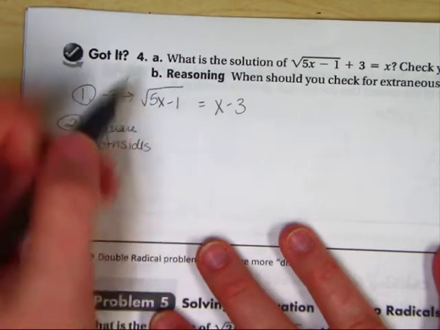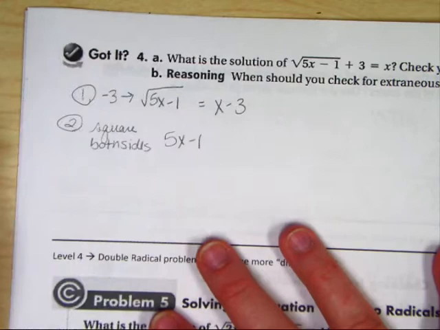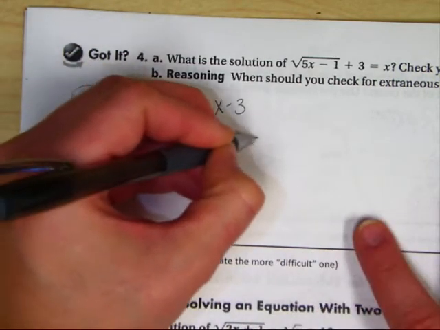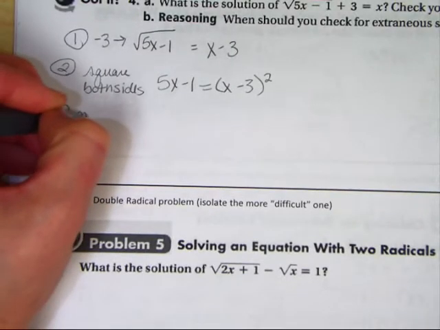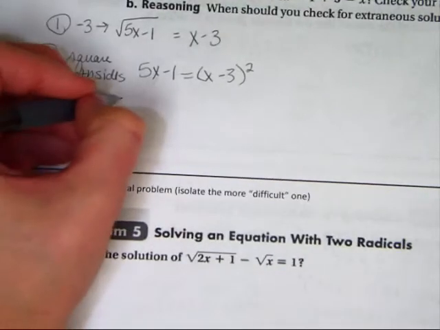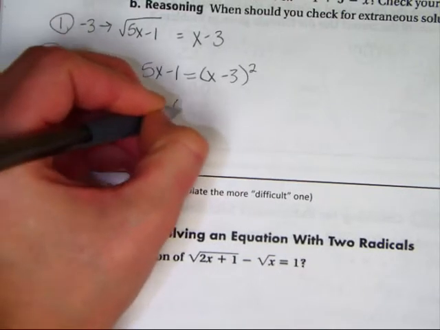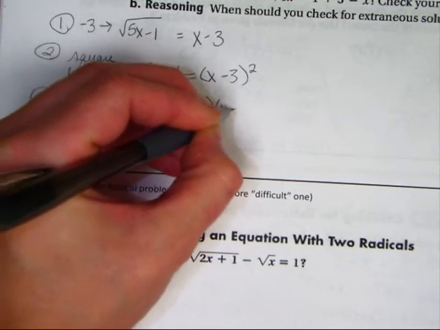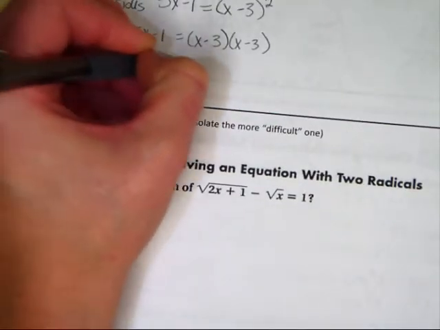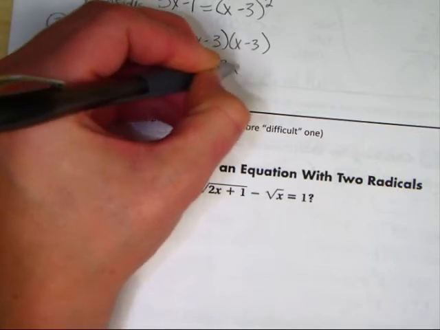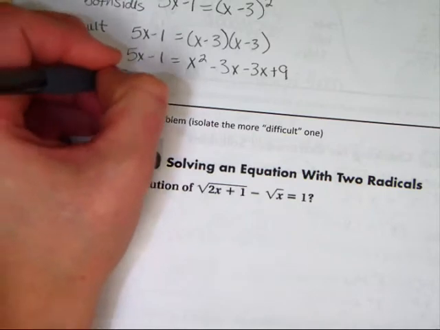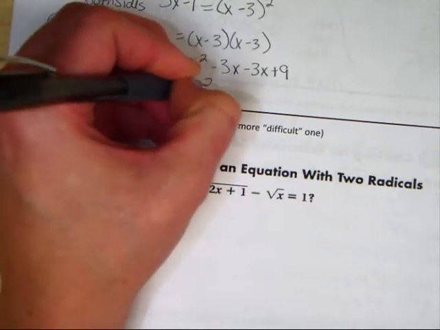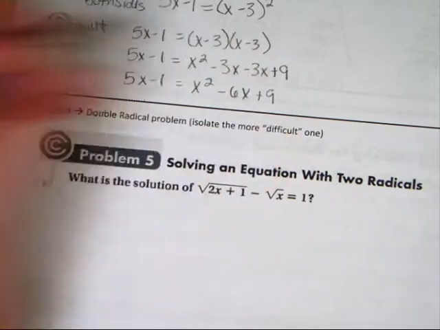By squaring this side, we just get 5x minus 1. But squaring this side, we're going to have to FOIL it. So step 3 is to multiply it through. So we get 5x minus 1 equals x minus 3, x minus 3. Okay, that's 5x minus 1 equals x squared minus 3x minus 3x plus 9. That's 5x minus 1 equals x squared minus 6x plus 9.